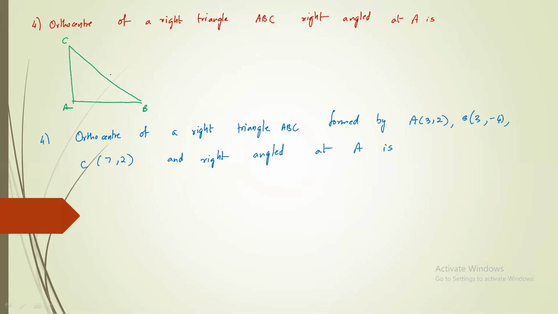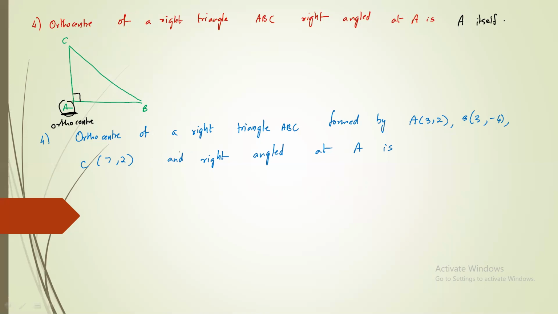Orthocenter of a right angle triangle ABC, right angled at A. So in this diagram, the right angle is at A. Let us take the problem. But before that, we have to learn the formula. To find the orthocenter of a right angle triangle ABC, which is right angled at A, it is very, very simple. The orthocenter is the vertex A itself. This vertex A itself will be the orthocenter. So no formula at all.